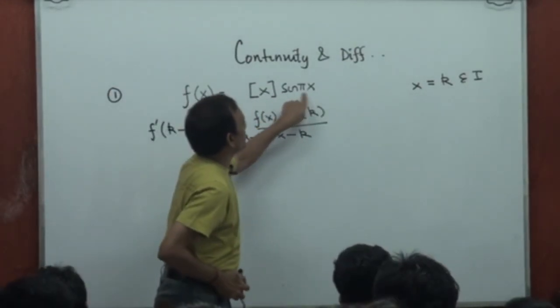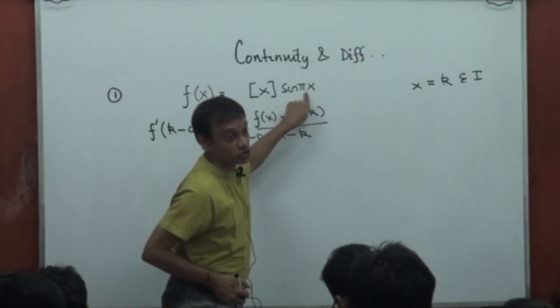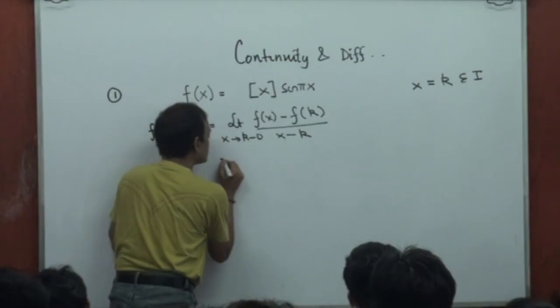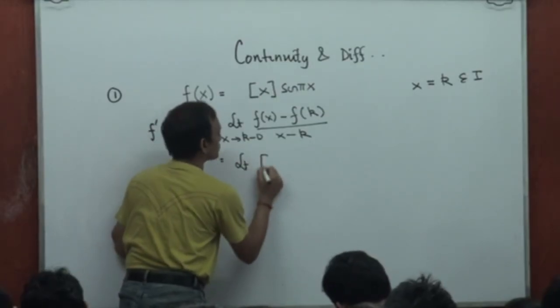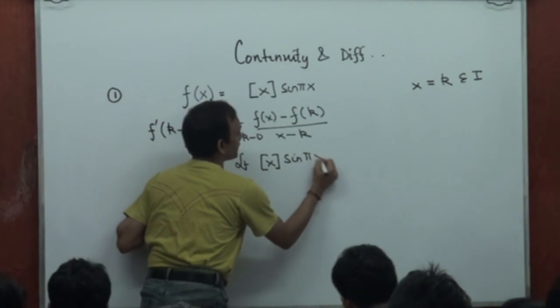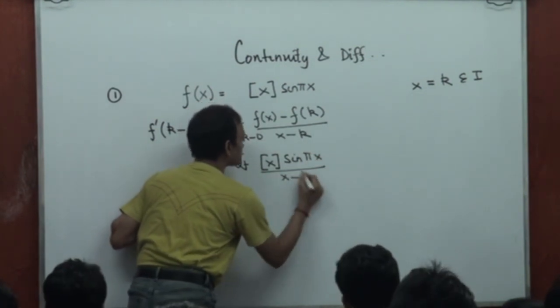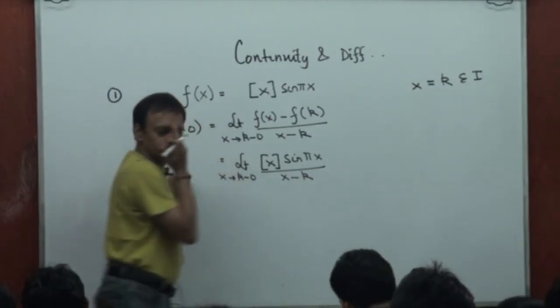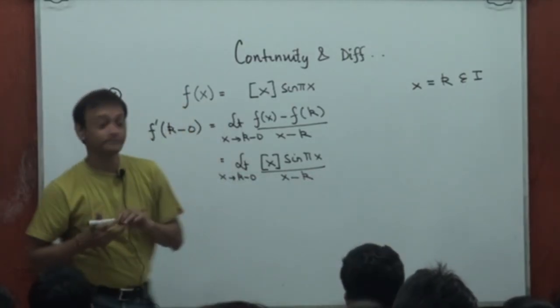But fk would be 0 because this would involve sine k pi, sine of an integral multiple of pi. That's going to be 0. So this then is simply limit box x sine pi x by x minus k, x tends to k from the less than k side. Right?